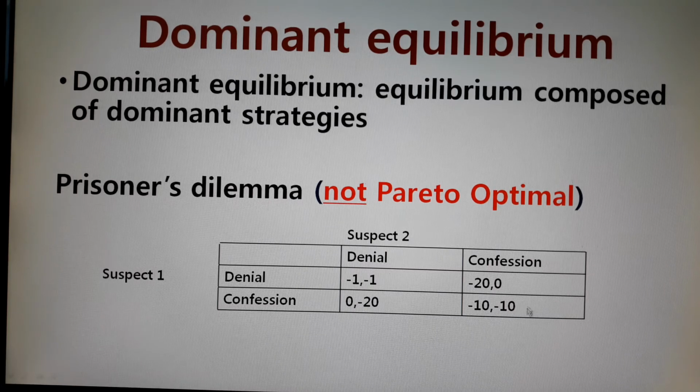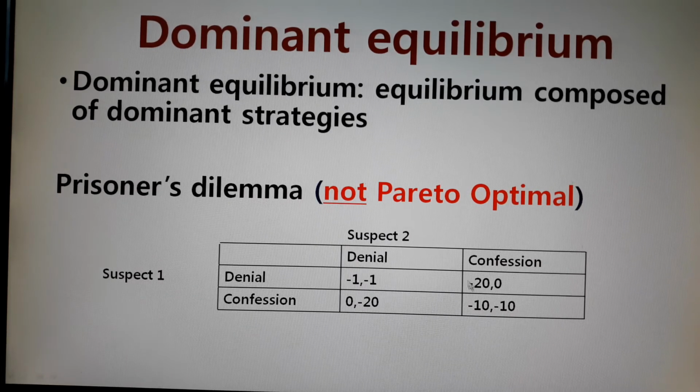If you move from -10, -10 to -20 and 0, the second suspect improved by 10 and the first suspect decreased by 10. So suspect 2 would be happy and suspect 1 would become unhappy. So we cannot say this is deteriorating, or that it's improving. However, if you move from -1, -1 to -10, -10, that's definitely deterioration, because both people get worse off. If you move from -10, -10 to -1, -1, that is improvement because both people get better.